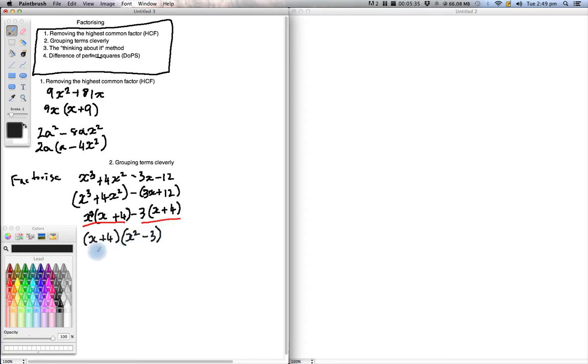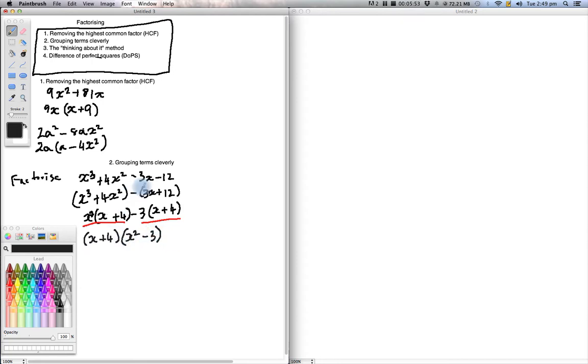There we go. So now it has been completely factorized. So let's quickly go through what we did. We grouped things so that we had common factors. Then we noticed that there was a common factor between each. And so we were able to take out that highest common factor.